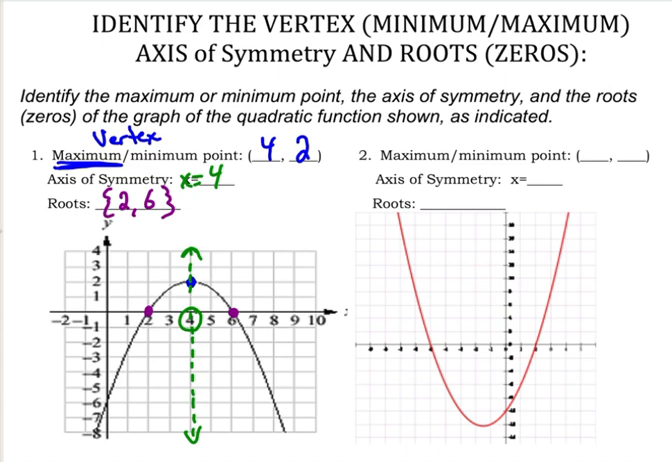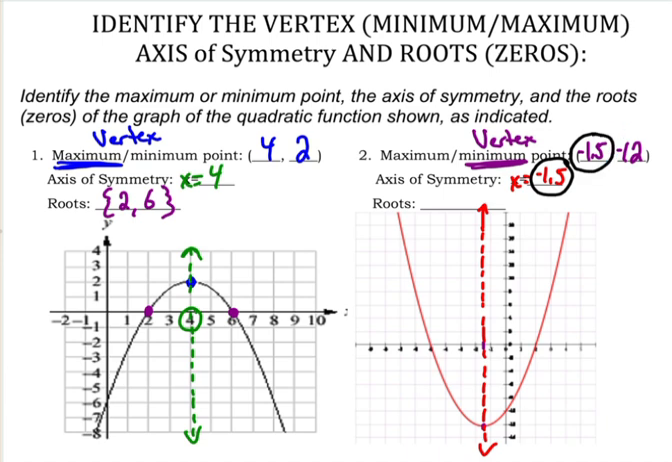So let's look at the second one. This one's a little tougher just because the scale is a little harder to read. You'll find that the vertex is right in the middle of -1 and -2, so let's call it -1.5. And it's a minimum point. Again, this is called our vertex, but it's a minimum because it's at the bottom of our graph. Then I think we're counting by 2's as we go down, so that would be negative 12. Our axis of symmetry is the line straight down the middle of our graph, right through that vertex, so it's x equals negative 1.5. You'll notice this number and our x value are always going to be the exact same. And then our roots: it looks like it crosses right here and right here, so we have roots of negative 5 and positive 2.